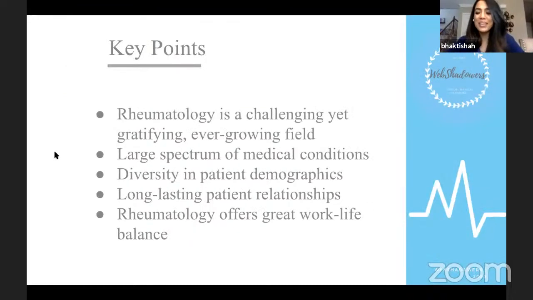So a few key points here. Rheumatology is a challenging yet gratifying, ever-growing field. One of the things that I love about it, one of the things that I hope you find interesting about it, is that there's a large spectrum of medical conditions. It's really never a dull day. I see so much on a day-to-day basis, so many different types of patients. I get to meet so many beautiful people from all sorts of different backgrounds, which not only inspire me, but encourage me to keep learning more.